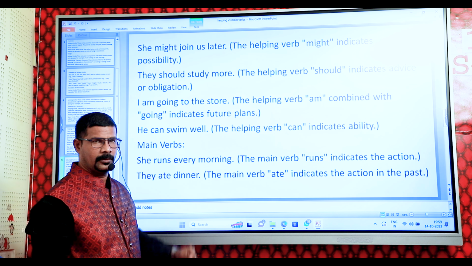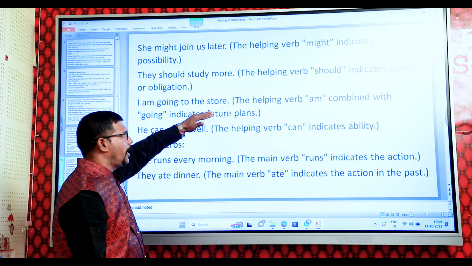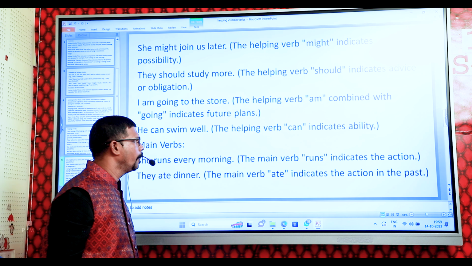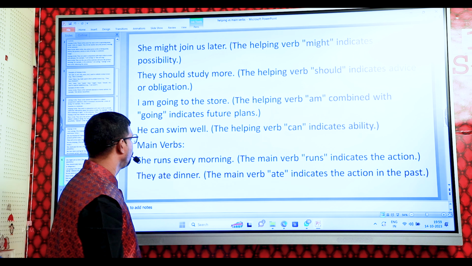I'm going to the store. The helping verb am combined with going indicates future plans. He can swim well. The helping verb can indicates ability.